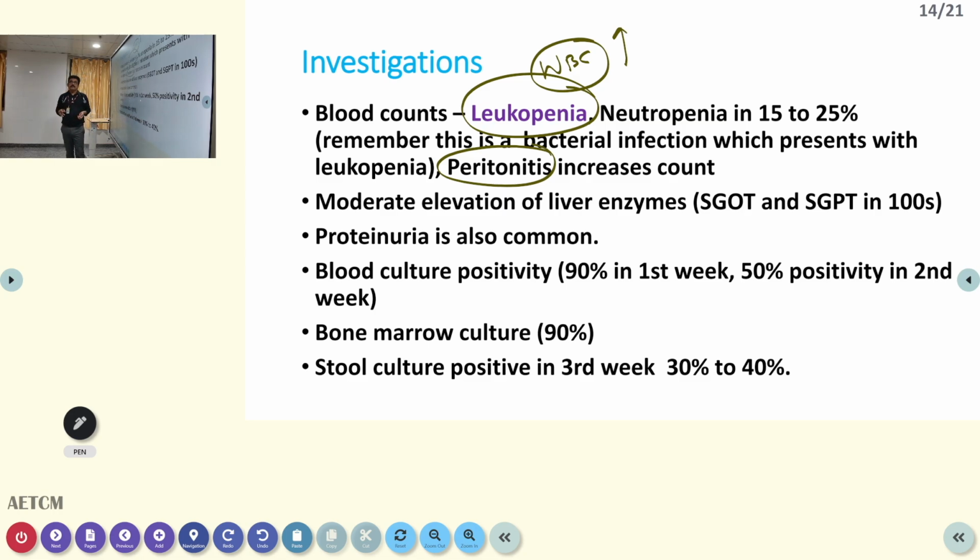Blood culture is one of the important investigations you can do in the first week of infection. In the first week, in 90% of the patients you can get blood culture positivity, and 50% positivity in the second week. So that is very important. Now bone marrow culture is definitely a very good investigation in typhoid. 90% positivity you can get, but it is not practical to do bone marrow culture in every patient. In the third week you can go for stool culture, where you can get 30 to 40%. But the most effective way of investigating typhoid is the blood culture in the first week.